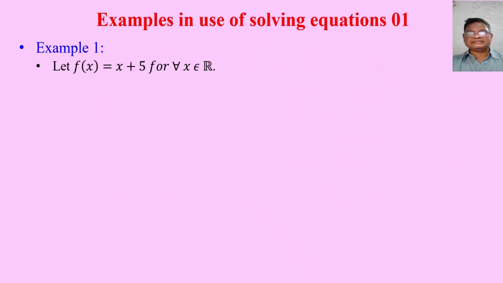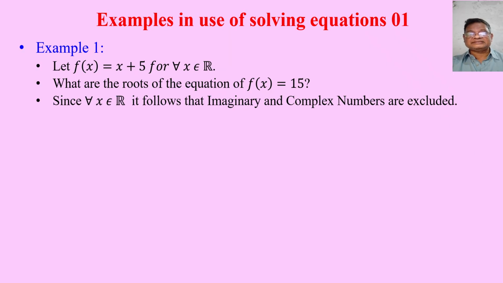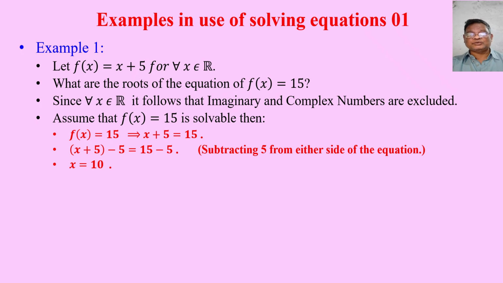For all x being real, let f(x) equals x plus 5. What are the roots of the equation f(x) equals 15? Since all x are real, it follows that imaginary and complex numbers are excluded. Assuming that f(x) equals 15 is solvable, then what is shown in red yields the solution x equals 10.